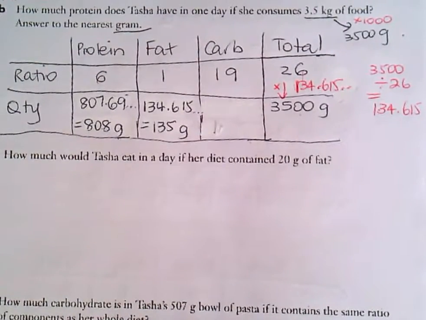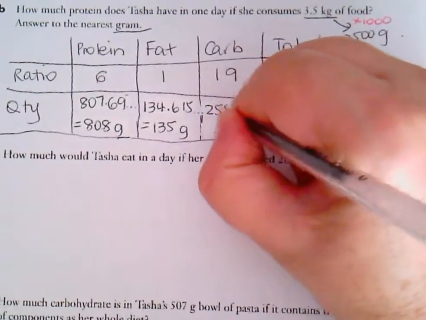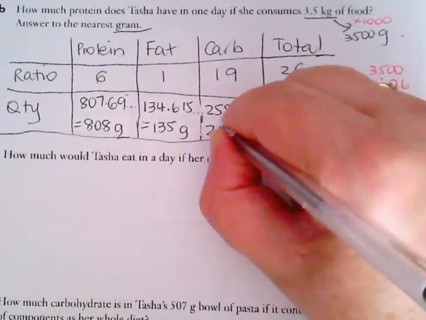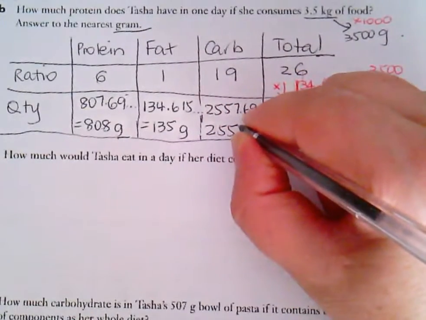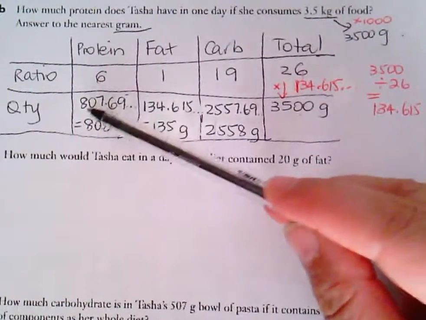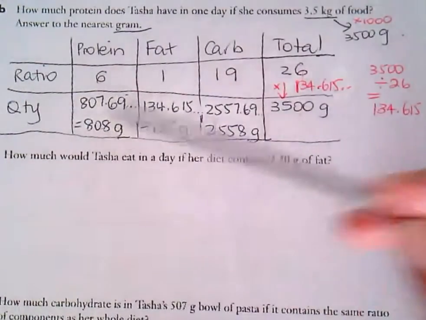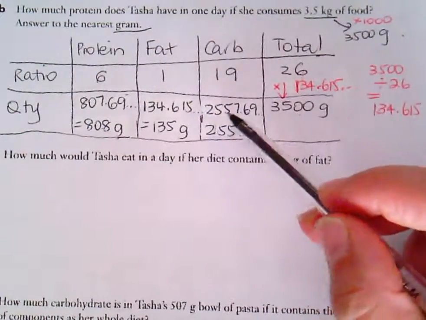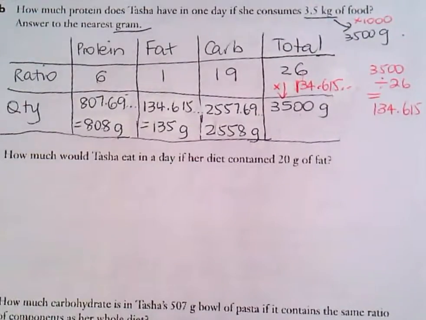And the last quantity, 134.61538, whatever it is, times 19, that's 2557.69, which rounds to 2,558 grams. Now, notice I've rounded them all up. So 807.69 got rounded up to 808, 134.615 got rounded up to 135, and 2557.69 got rounded off to 2,558 grams.